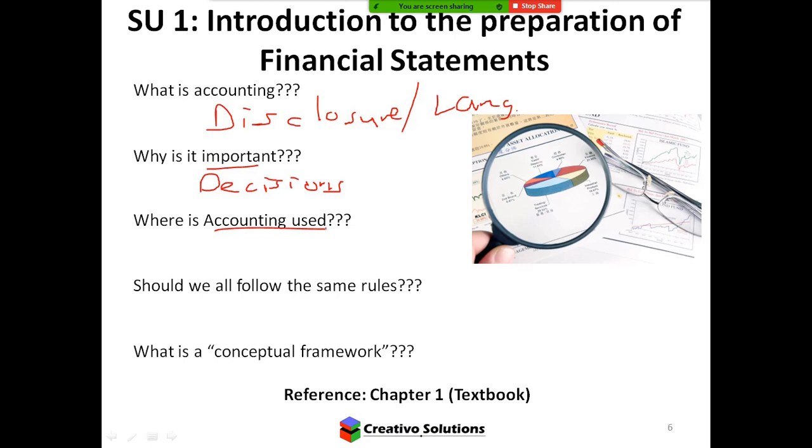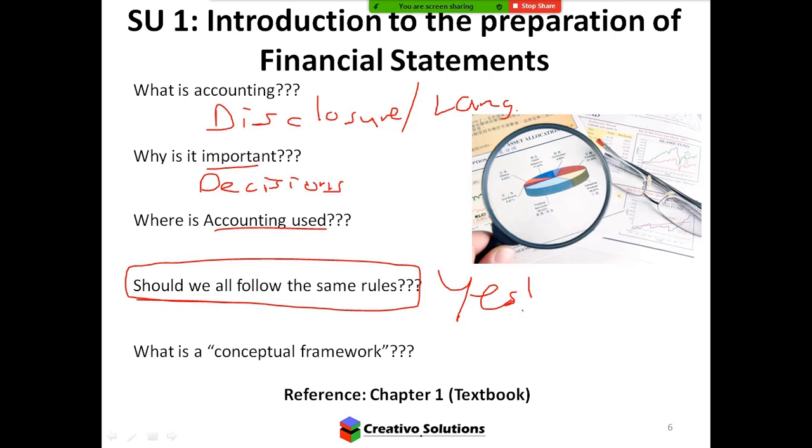Where is it used? In lots of different areas. Okay, should we follow the same rules? What do you think? Yes. Correct. Rules have to be the same. Why? It's because the information needs to be consistent. You cannot have a scenario where an asset is an asset for, let's say, a sole proprietor, but it's not the same for a partnership. That's bad. Then there are inconsistencies.